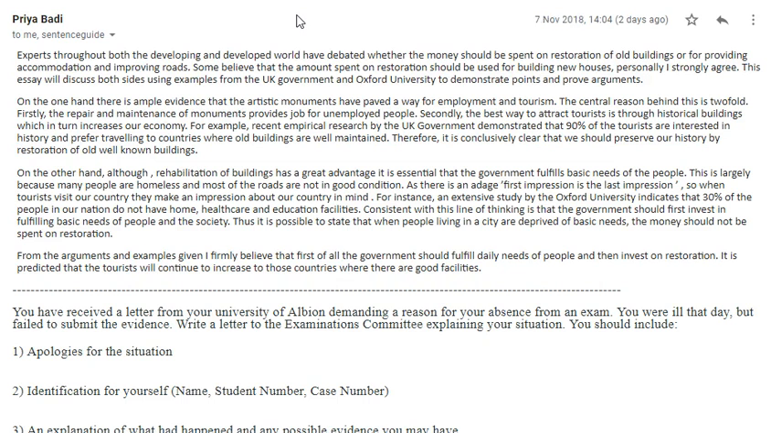Experts throughout both the developing and developed world have debated whether money should be spent on restoring old buildings or providing accommodation and improving roads. Some believe that the amount spent on restoration should be used for building new houses. Personally, I strongly agree. This essay will discuss both sides using examples from the UK government and Oxford University to demonstrate points and prove arguments. Okay, well done. So, a good introduction there.